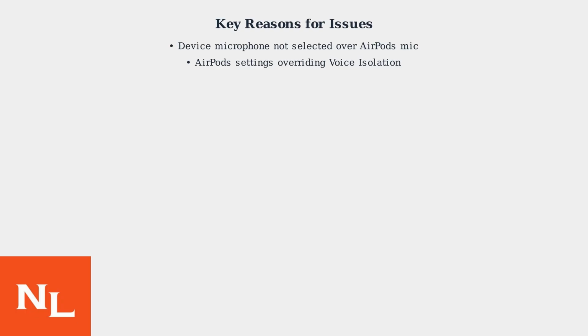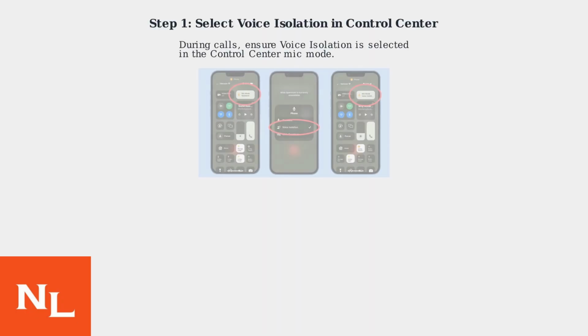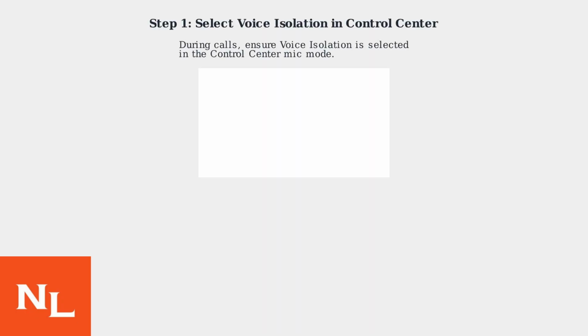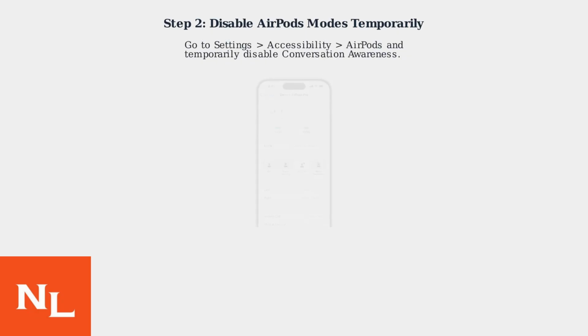voice isolation. First, ensure voice isolation is selected in Control Center during calls. Pull down the Control Center and select the mic mode. Next, go to Settings, Accessibility, AirPods, and temporarily disable modes like Conversation Awareness that might override voice isolation.